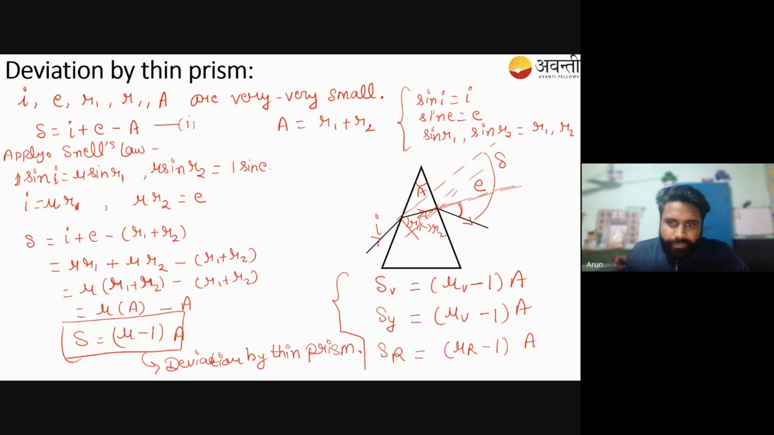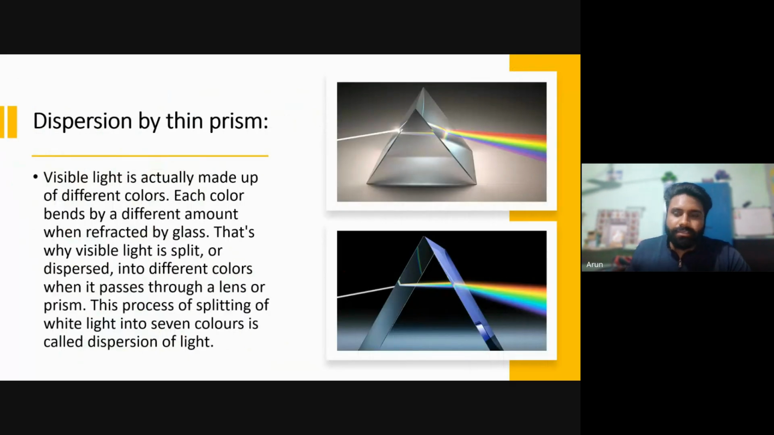Now we will move on to the next part. Dispersion. This is a very important thing. You have seen the rainbow. You have seen the soap bubble. You have seen the prism also. What it is doing is, the white light is falling on it and it is dispersing into different colors. And there is not an infinite number of colors. There are only 7 colors, which can be denoted by the abbreviation VIBGYOR. Every letter in this abbreviation represents the name of a color.